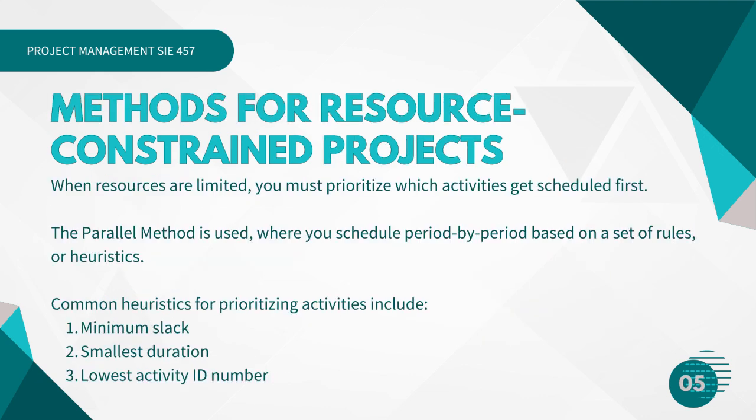Let's say your project is resource-constrained. How do you decide which tasks get priority? You use a technique called the parallel method. This is an iterative process where you schedule your project period by period, applying simple rules of thumb or heuristics to prioritize which activities get the limited resources. The most common heuristics are: first, schedule the activities with the minimum slack. If there's a tie, choose the one with the smallest duration. And if there's still a tie, you can default to the one with the lowest activity ID number.